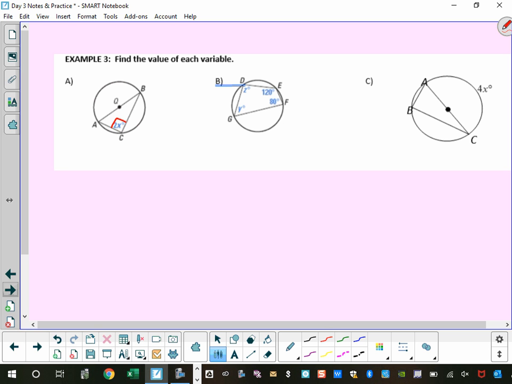Okay, so because they told me to find x, 2x is going to equal what? What's the degree of that right angle? 90. Do we all understand where that 90 came from? That's what they labeled. All right, so what does x equal? What's half of 90? 45.